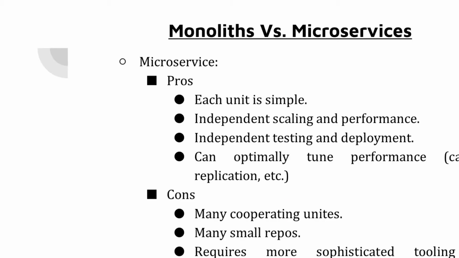Okay, it's my job to tell you a little bit about monolithic versus microservices and some of the pros and cons of microservices specifically. Some of the pros are that each unit is simple, it has independent scaling and performance, it has independent testing and deployment, and it can be optimally tuned for performance, such as in caching and replication. Some of the cons, though, are that it takes many cooperating units and many small repos, and requires more sophisticated tooling and dependency management. It can also cause a lot of network latency.